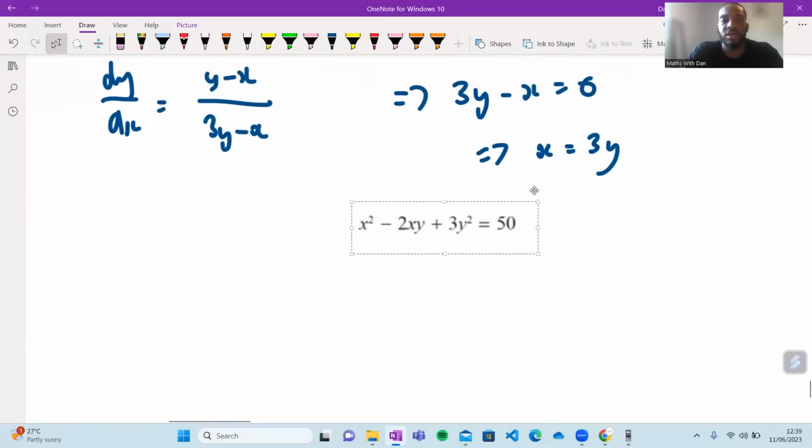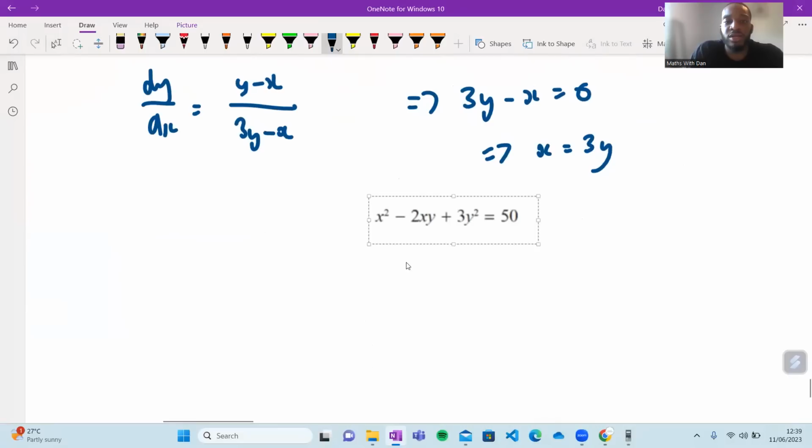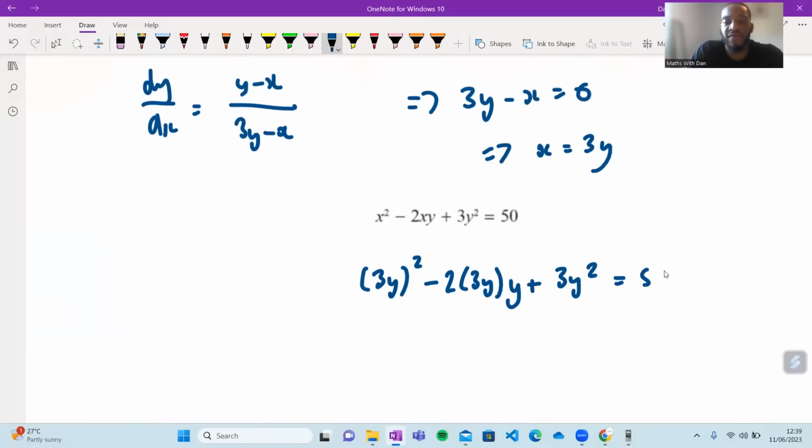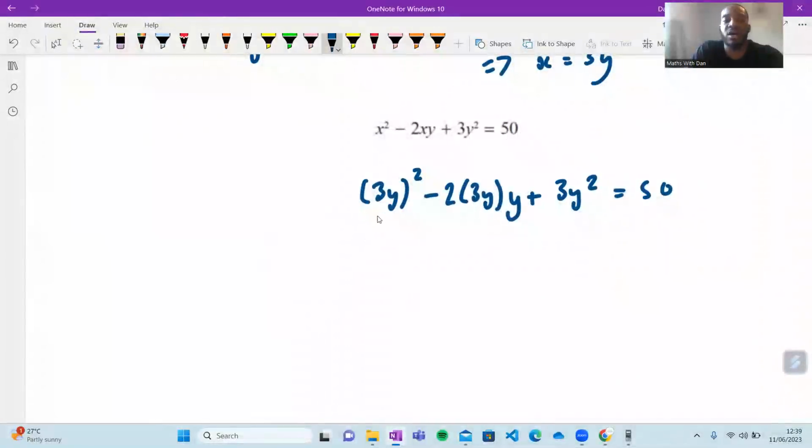Got this here. If I plug that in there, it will be (3y) all squared, minus 2 lots of 3y, and then y, plus 3y squared is equal to 50. Now, tidying this up, this will give us 9y squared, minus, 2 times 3 is 6, 6y squared, plus 3y squared is equal to 50.